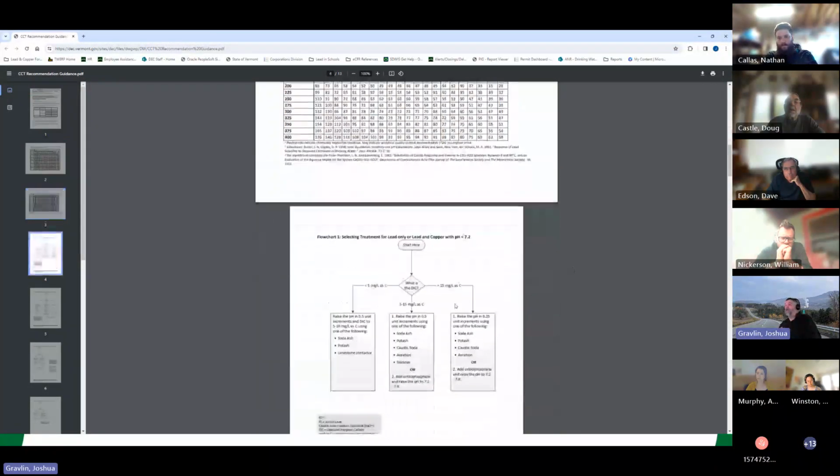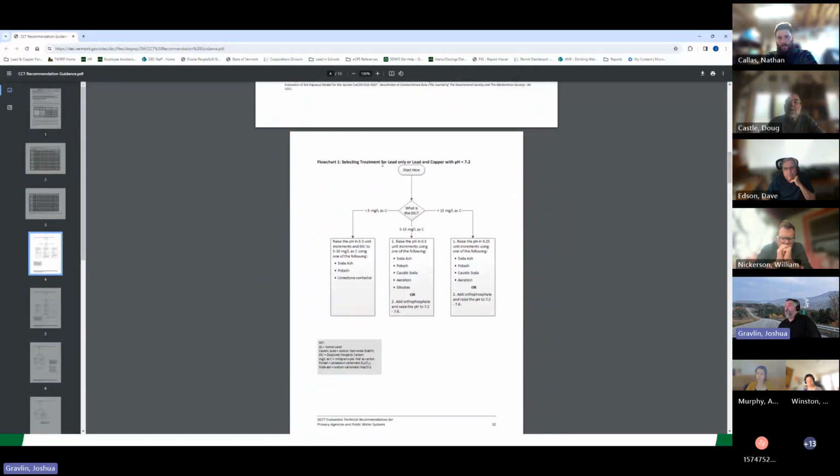And then they're going to enter into one of these flow charts that we'll just take a look at one right here. So this is selecting treatment for lead only or lead and copper with a pH of less than 7.2. What's the dissolved inorganic carbon? You kind of naturally flow through to where these potential treatments are. The system will select a treatment based on their particular needs or their particular system setup, or maybe there are some concerns that have been raised by Ray Solomon, the division chemist.